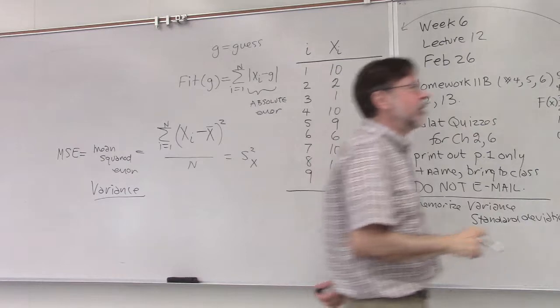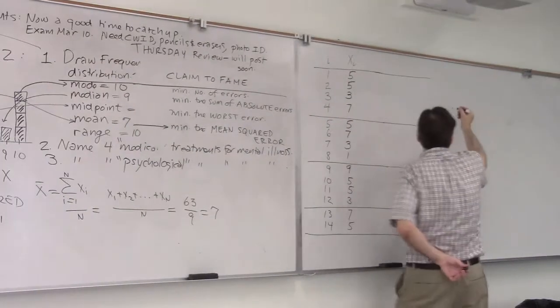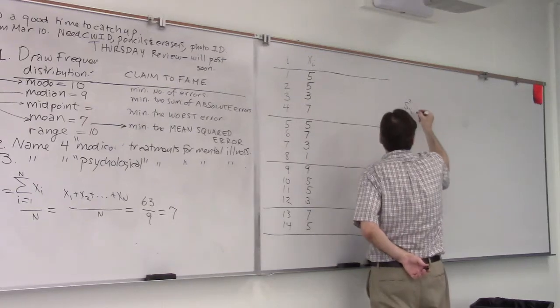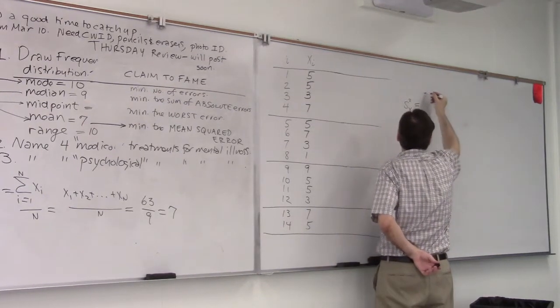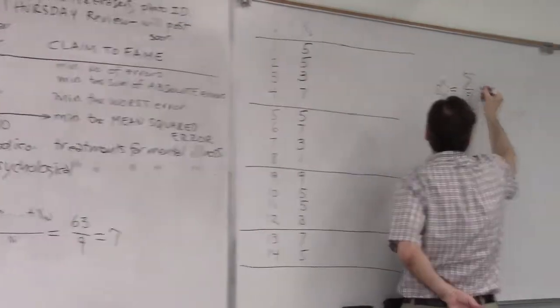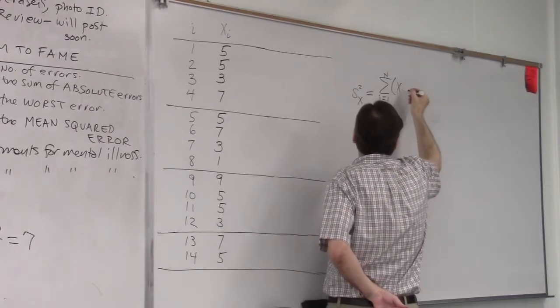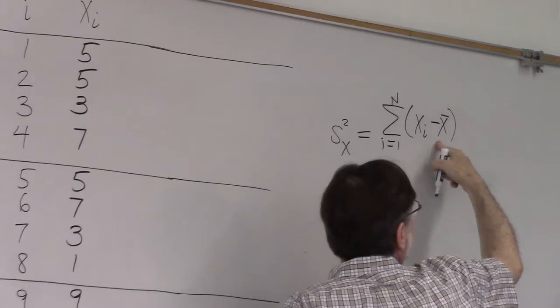So we're going to take each number. So the formula says what we have to do, I guess I'll write it over here again. S squared sub x is equal to the sum from i equals 1 to n. We take each score, we subtract the mean, because that's the best guess you can do.